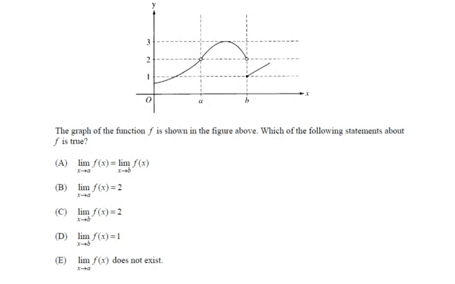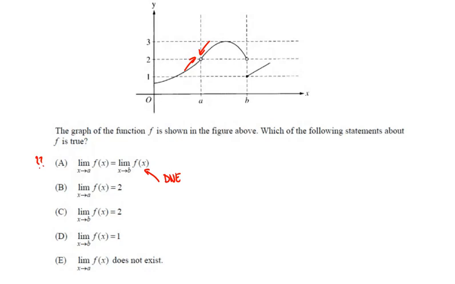In problem number 11, we have the graph of function f shown in the figure above. Which of the following statements about f is true? The limit as x approaches a of f of x equal to the limit as x approaches b of f of x? Well, the limit as x approaches b of f of x doesn't even exist. The limit as x approaches a, on the other hand, is 2. So that one doesn't look very good. So put question marks and go on to the next.